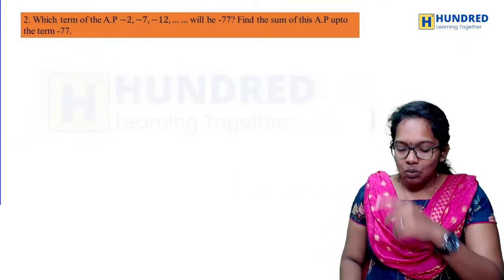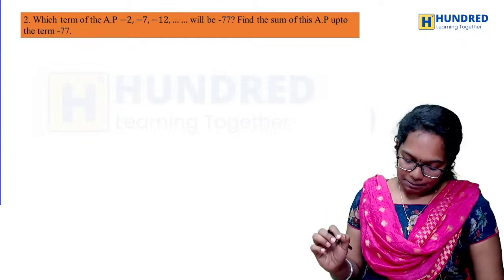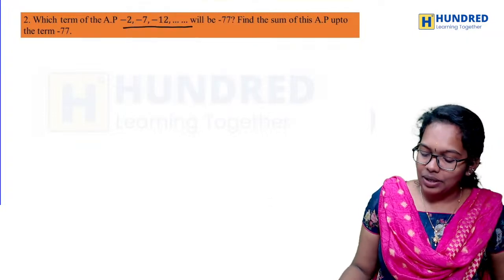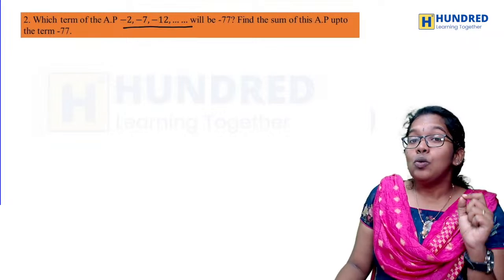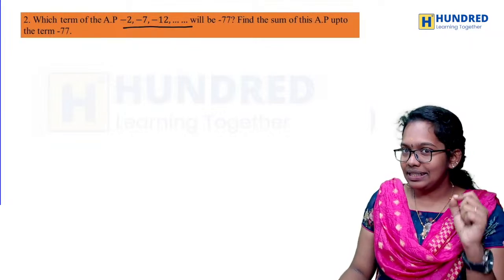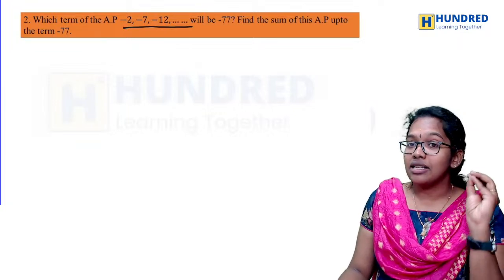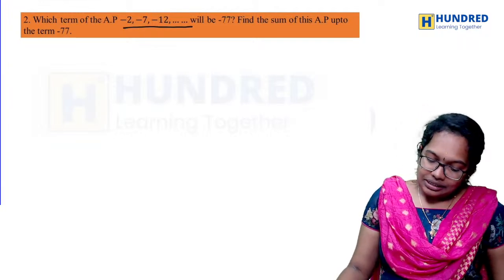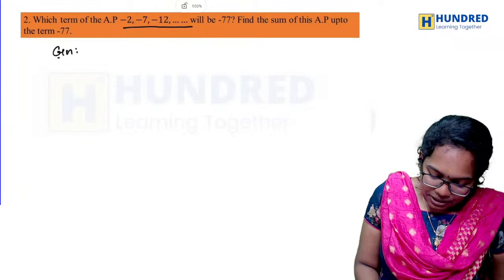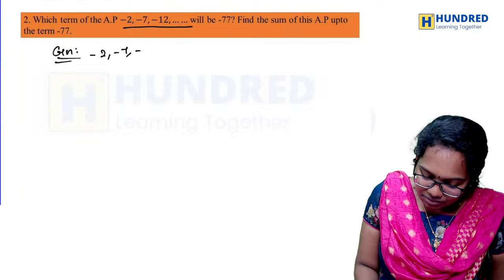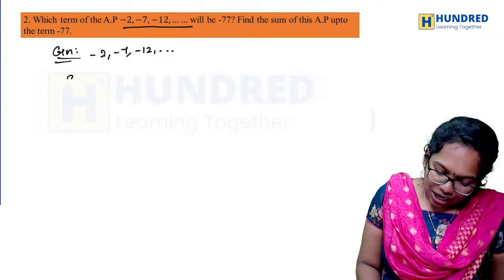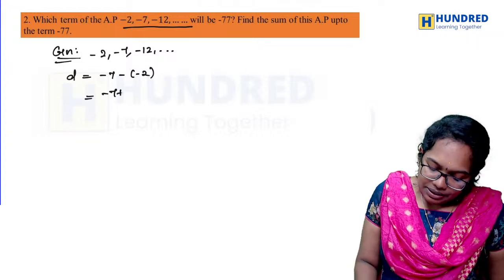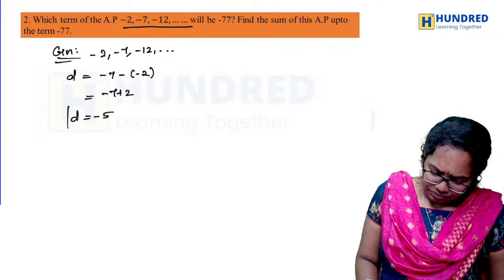So here what they have given you is: which term of the AP. They have given you an AP: −2, −7, −12. Now they are asking which term will be −77, and after finding that, find the sum of this AP up to the term −77. This is what the question is. So first, write the given AP: −2, −7, −12, and it goes on. Now you have to find the common difference, which is −7 − (−2), which is −7 + 2, which is −5.